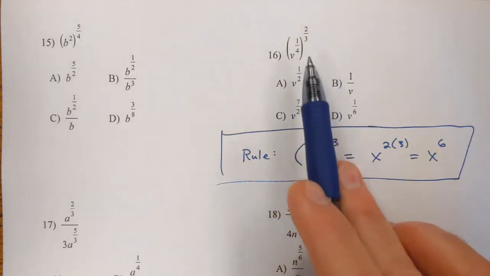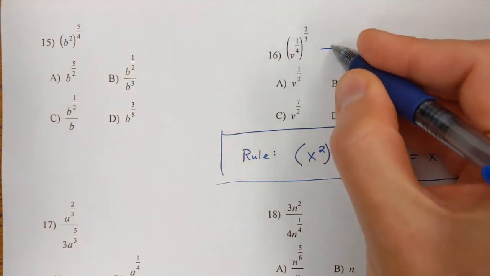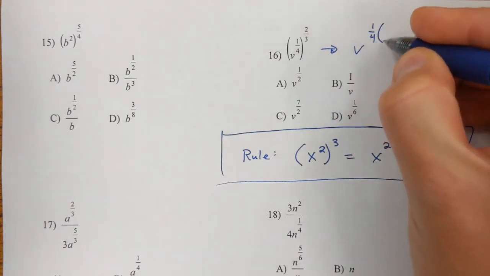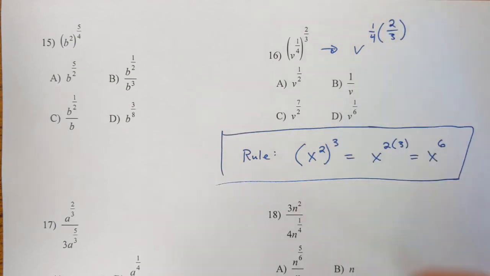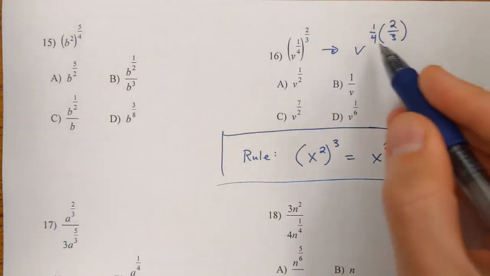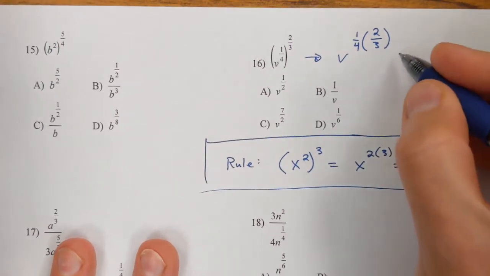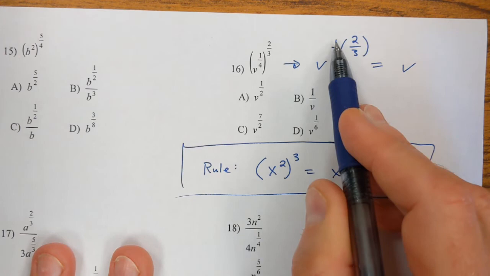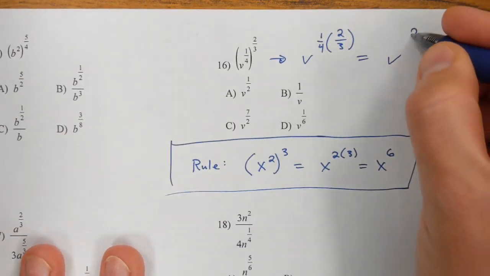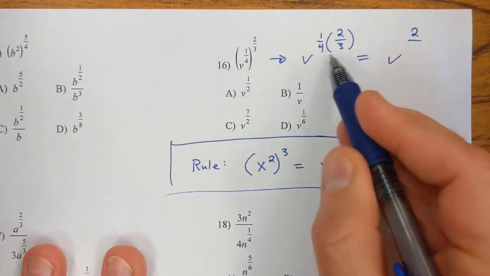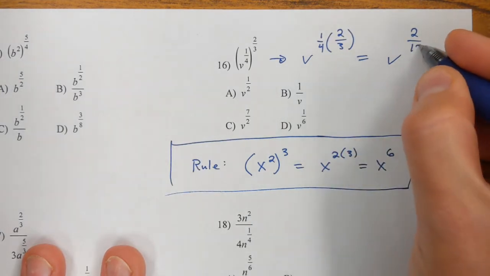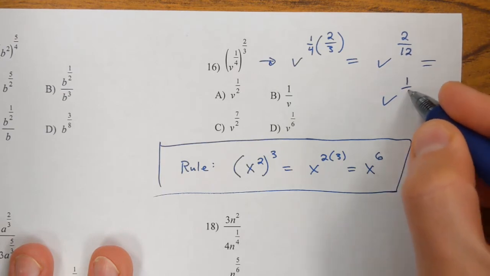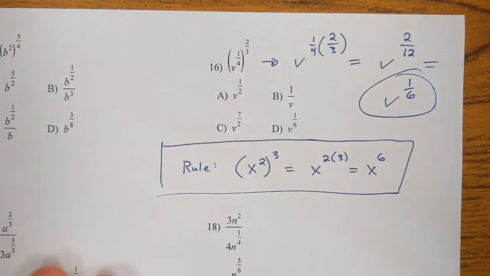Okay, so with that in mind, this is going to become v to the 1/4 times 2/3 powers. Now when you multiply fractions together, you do not need a common denominator. You can simply multiply the numerators. 1 times 2 is 2. Multiply the denominators. 4 times 3 is 12. And then cut both of these numbers in half. This reduces to v to the 1/6 power.